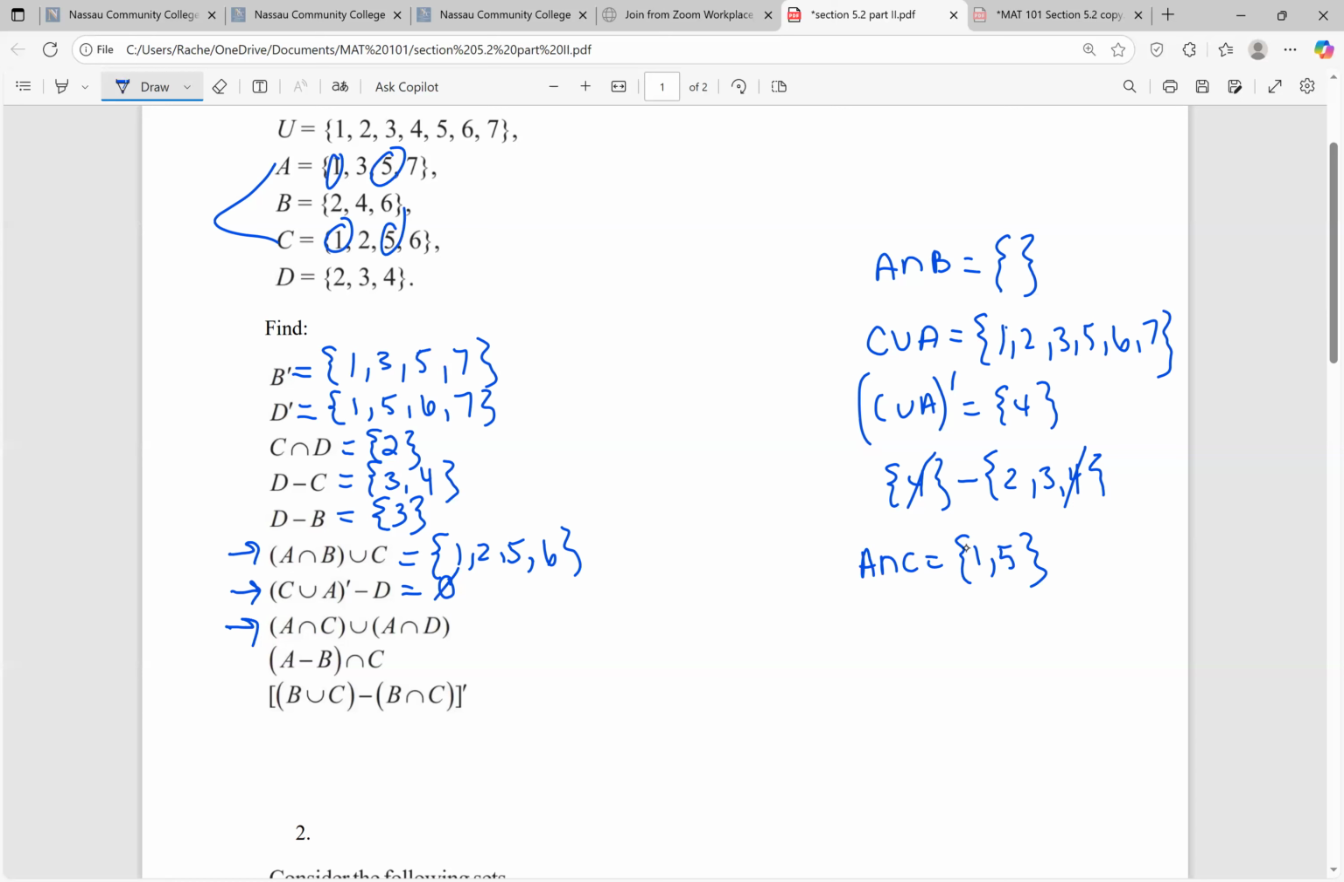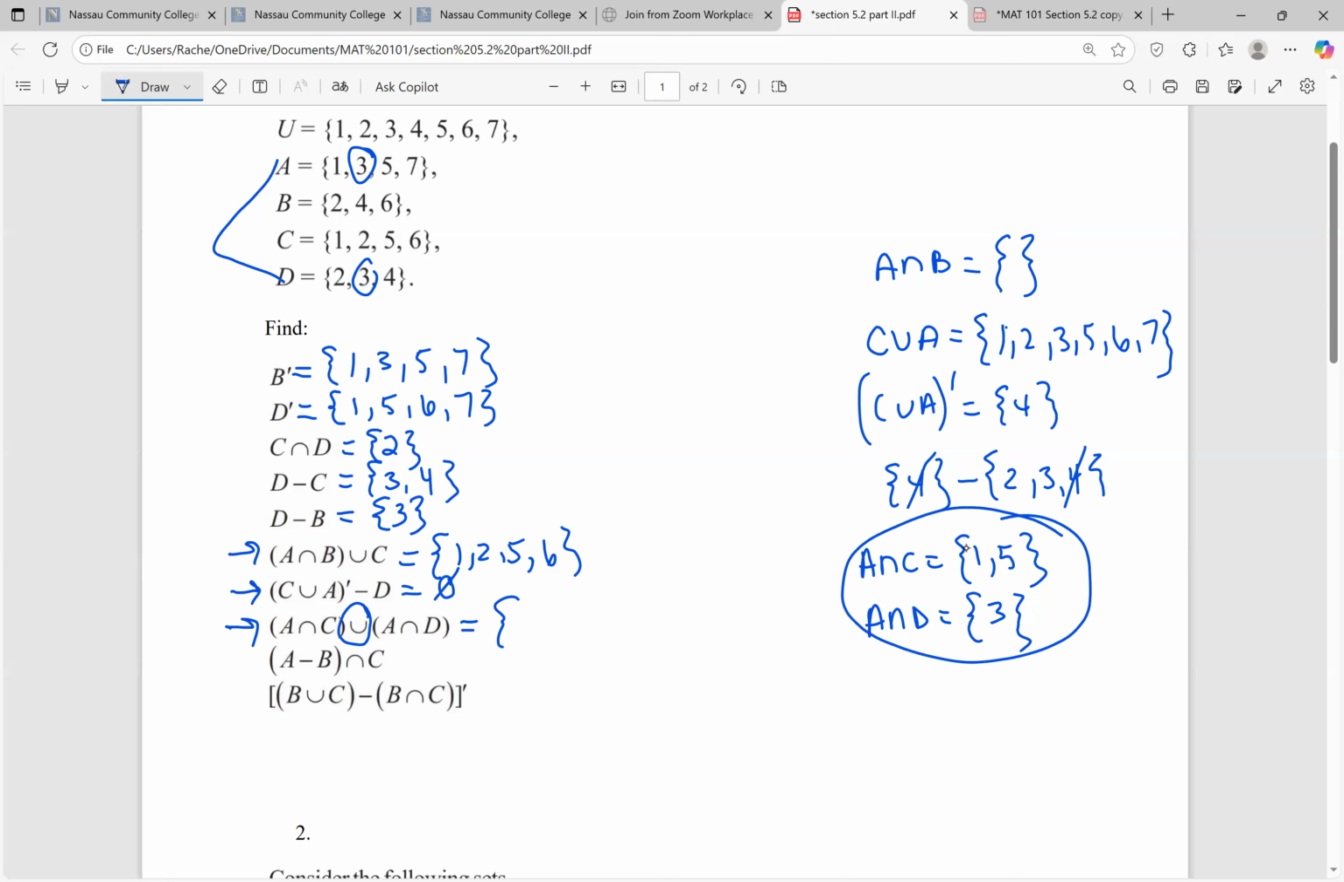Now let's find A intersection D. So A and D have a 3 in common. So that's going to be that intersection. And now we want to join, or take the union of, these two sets. So let's join these two sets. Join 1 and 5 with 3. So it's going to be 1, 3, and 5 when I take the union of those two sets.